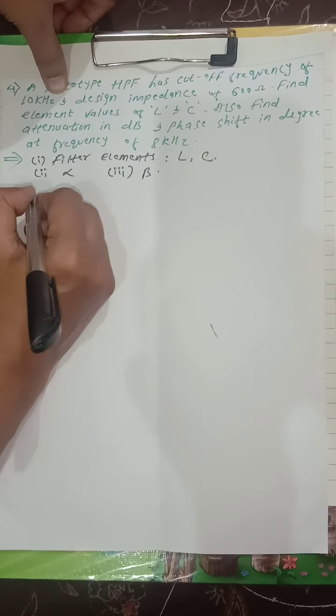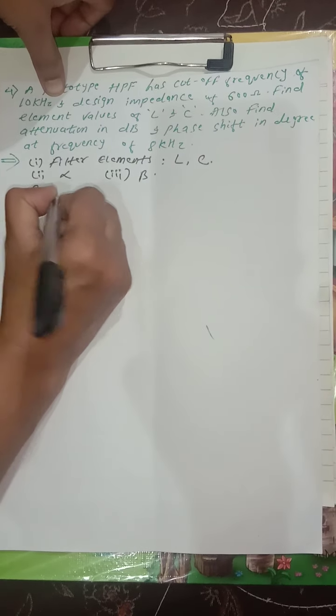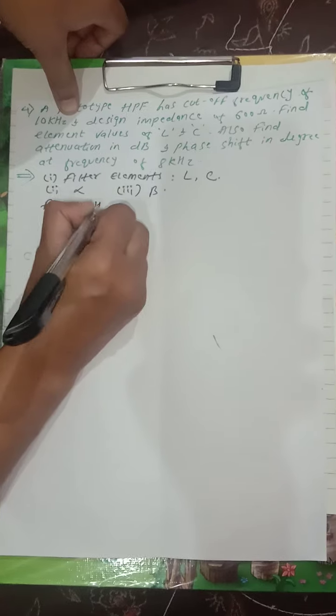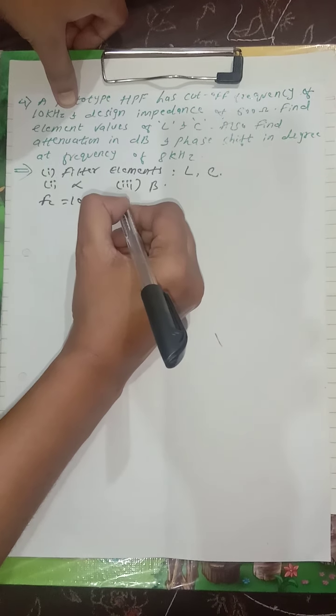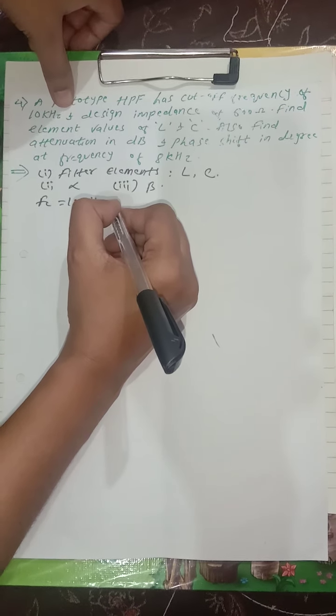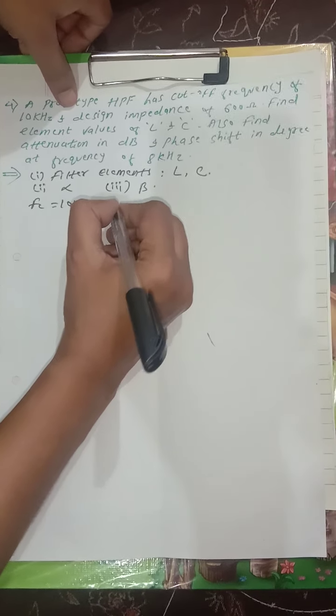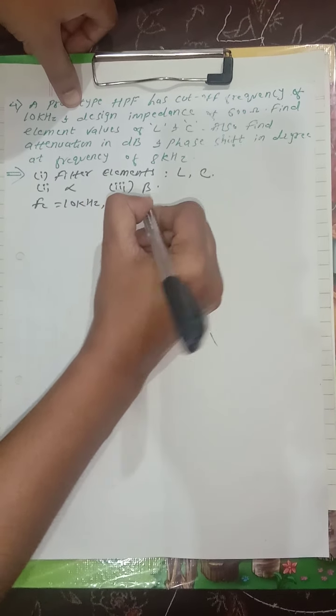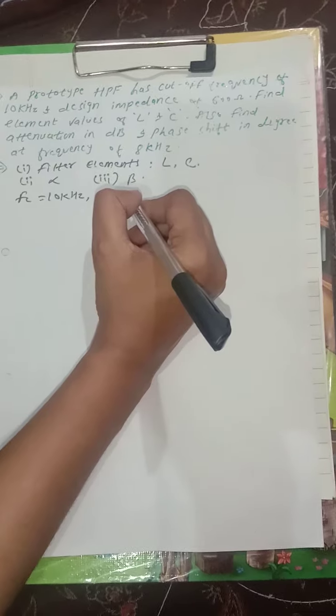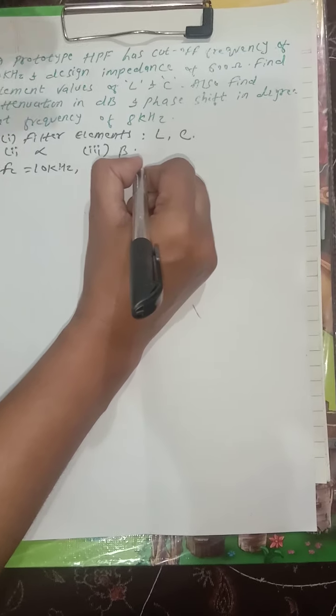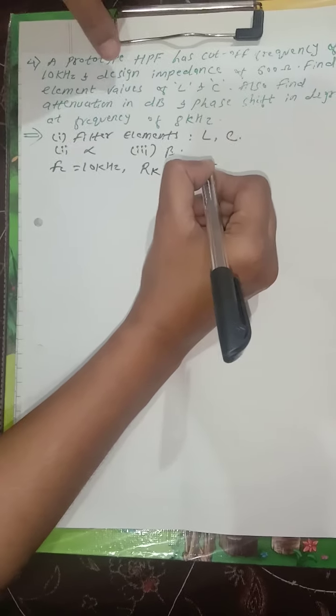What are the given parameters? FC is given, that is nothing but the cutoff frequency of 10 kilohertz. Similarly, the design impedance is given, and this network uses the constant K method. That's why you can mention RK, that is 600 ohm. These two parameters are given.